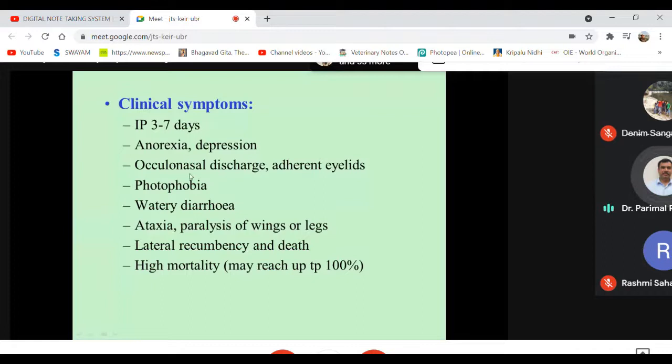At that particular stage, again, the cell-associated virus may cause cerebrospinal infection, and they exhibit neurological signs like ataxia and paralysis of the wings and legs. Finally, lateral recumbency, similar to duck virus hepatitis, where spasmodic paddling movements are exhibited. Here also we could see the same condition: lateral recumbency and spasmodic paddling movements are exhibited by the duck, and finally they die. The mortality occurs at a very high rate. Many ducks will die at a time. In duck rearing states, particularly in pockets, the disease is very, very common, and probably some of you have seen this kind of death in ducks.